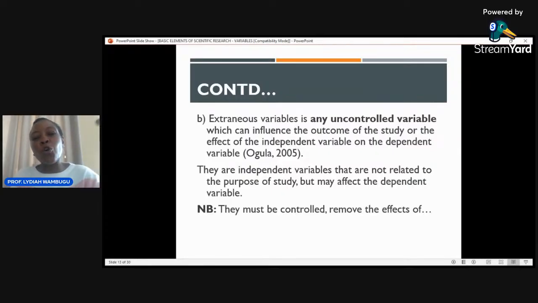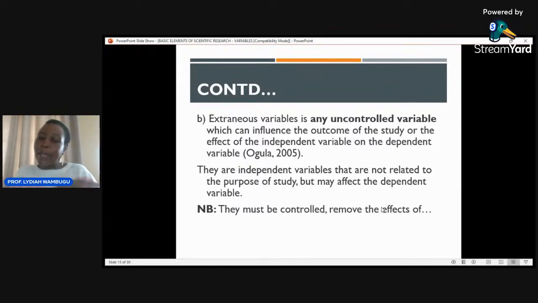It must be controlled. To control is to remove their effect. So extraneous variables, and I have quoted a book here, is any uncontrolled variable which influences the outcome of the study or the effect of the independent on the dependent variable. They are not related and they affect the dependent. So there is an NB. They must be controlled. To control is to remove their effects.